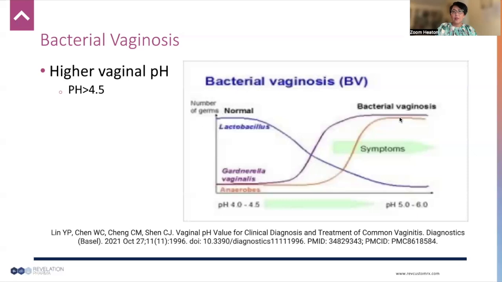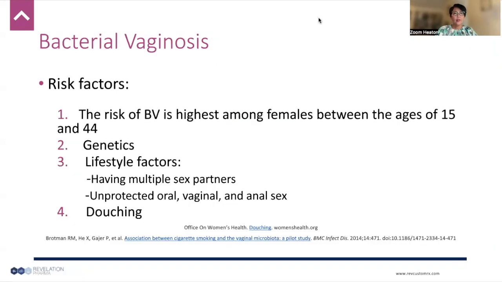Okay, some risk factors of BV include: the risk of BV is highest among females between the ages of 15 and 44. This age group tends to be more sexually active than younger or older people, and bacterial vaginosis is rare in people who have never been sexually active.